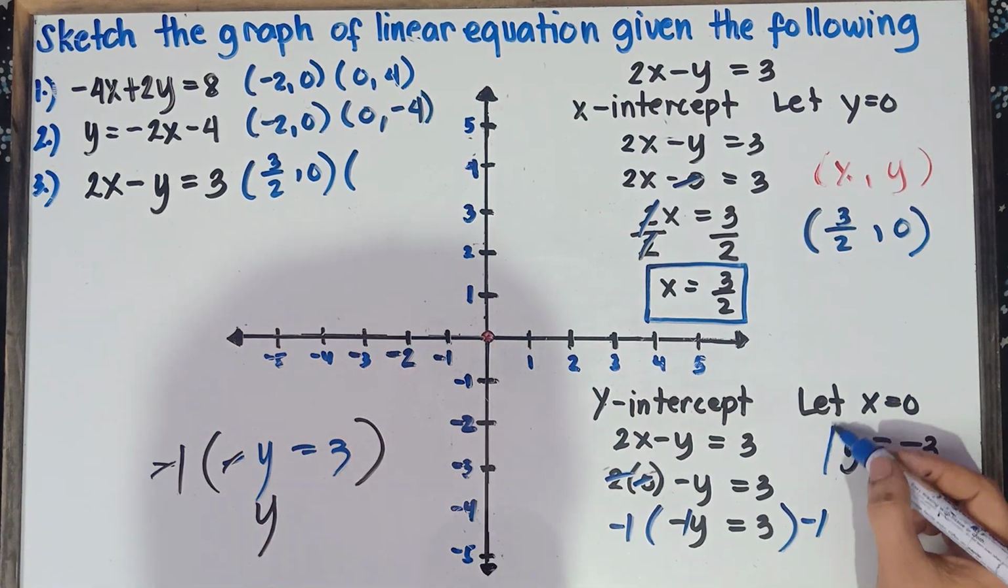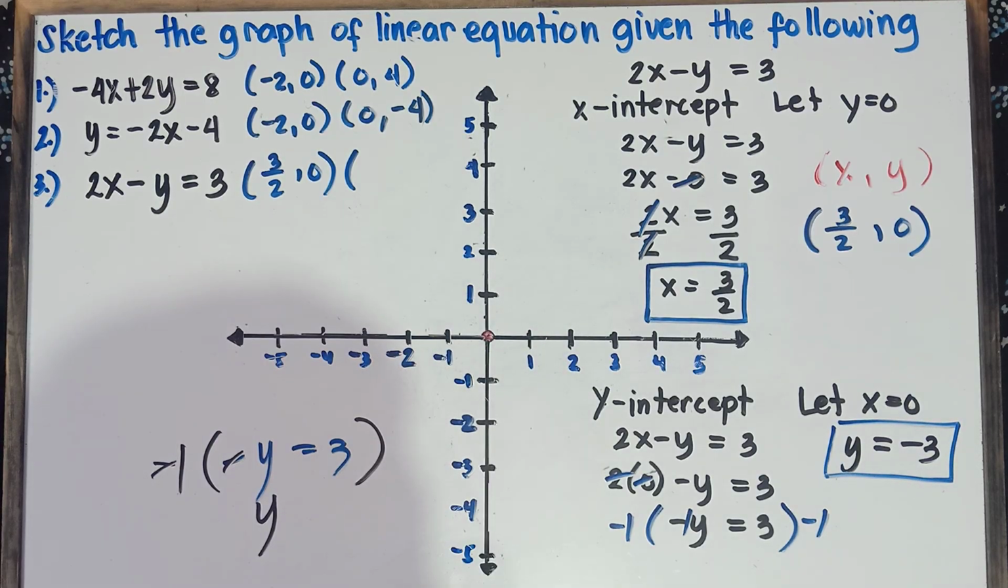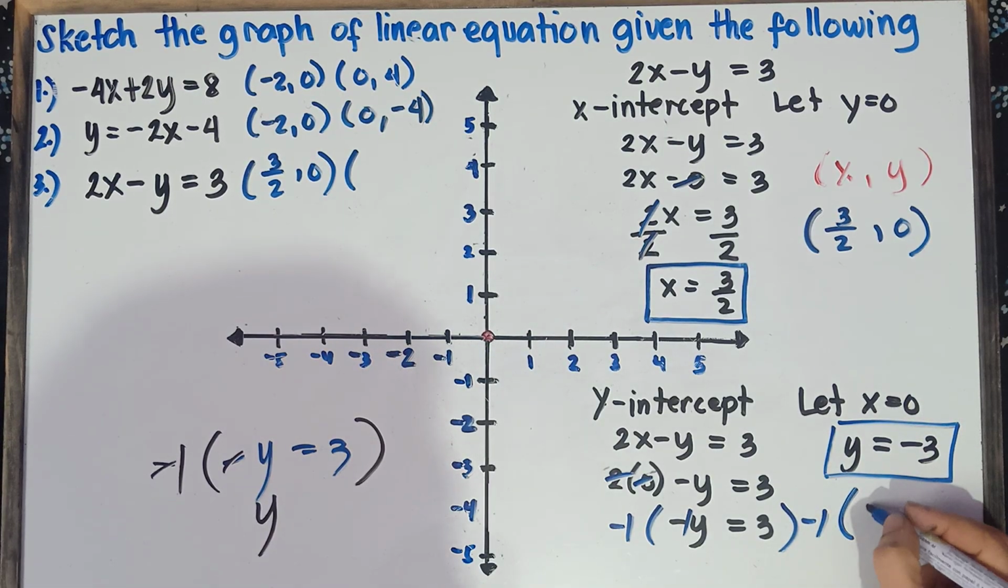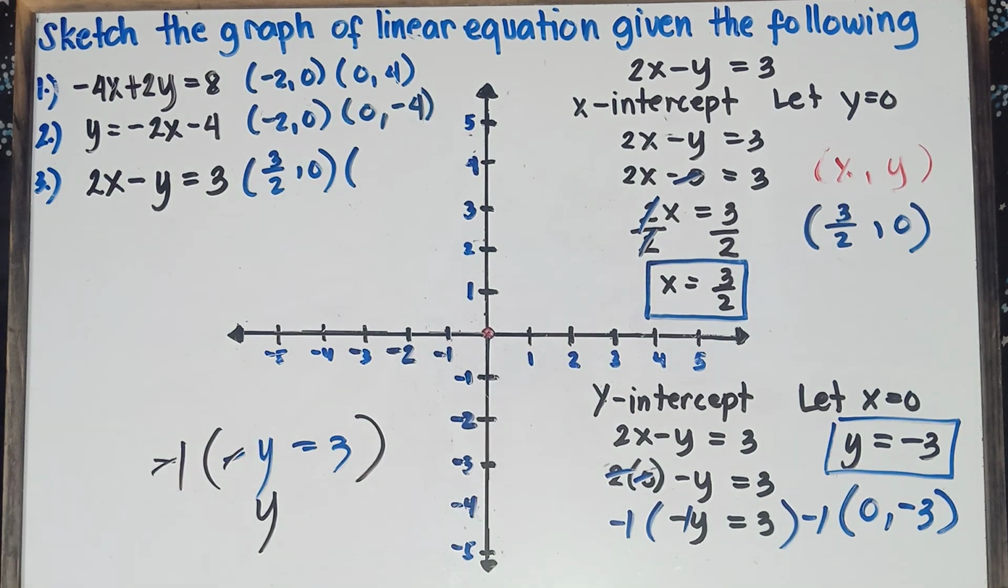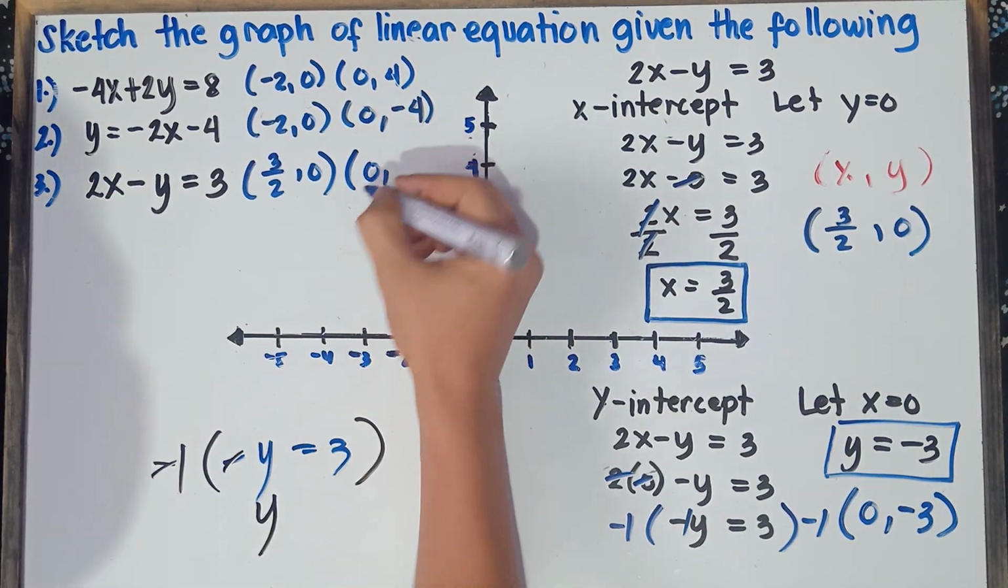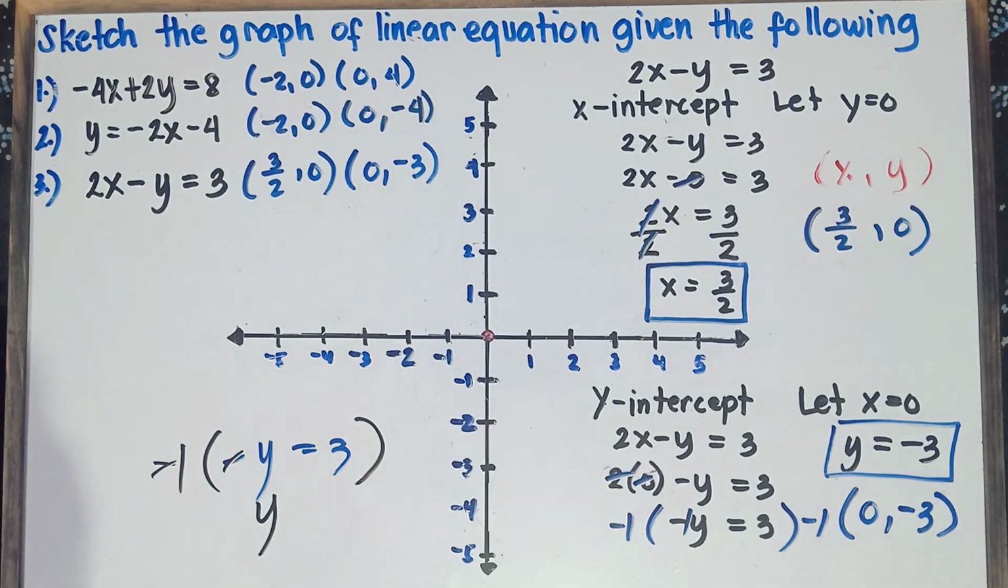And this will be our y-intercept, class. And then the ordered pair: x is 0, and y is negative 3.